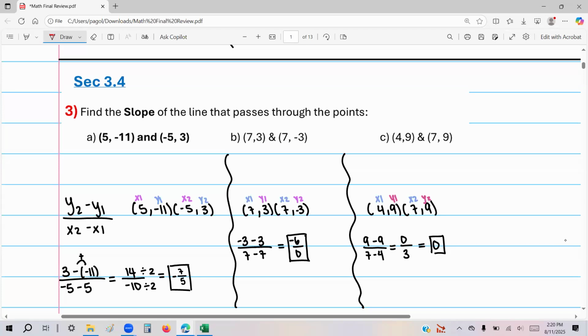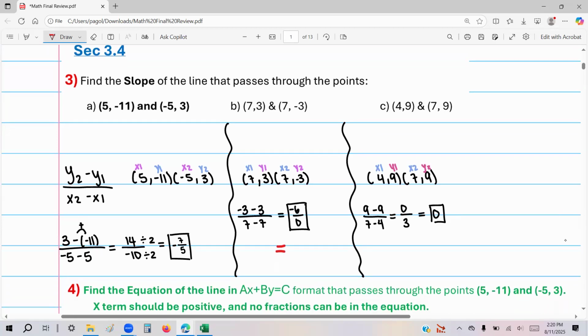The next one is the same. We have y2 minus y1, so negative 3 minus 3. x2 minus x1, 7 minus 7. 7 minus 7 is 0. You cannot leave that alone, Kayla. You have to write this is undefined. It means it doesn't exist. You have to write it down.